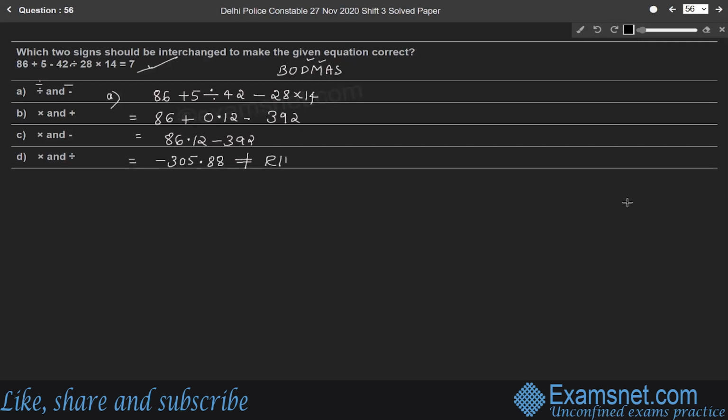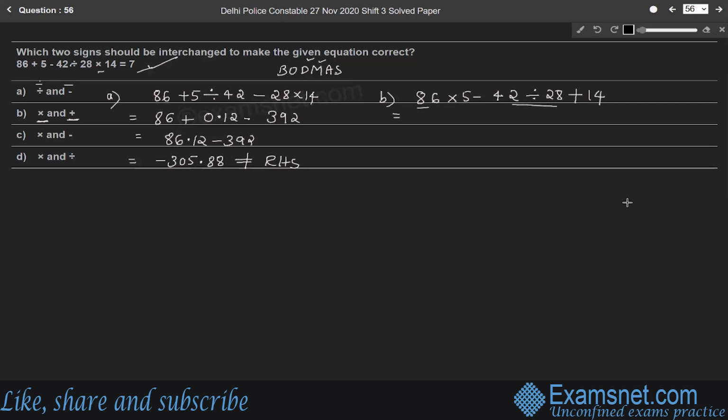So which is not equal to RHS of the given expression. So check with option B, where the multiplication and the addition signs are interchanged. So the given expression becomes 86 plus 5 becomes 5 minus 42 divided by 28 into 14 becomes plus 14, which is equal to, again according to BODMAS, so division followed by multiplication.